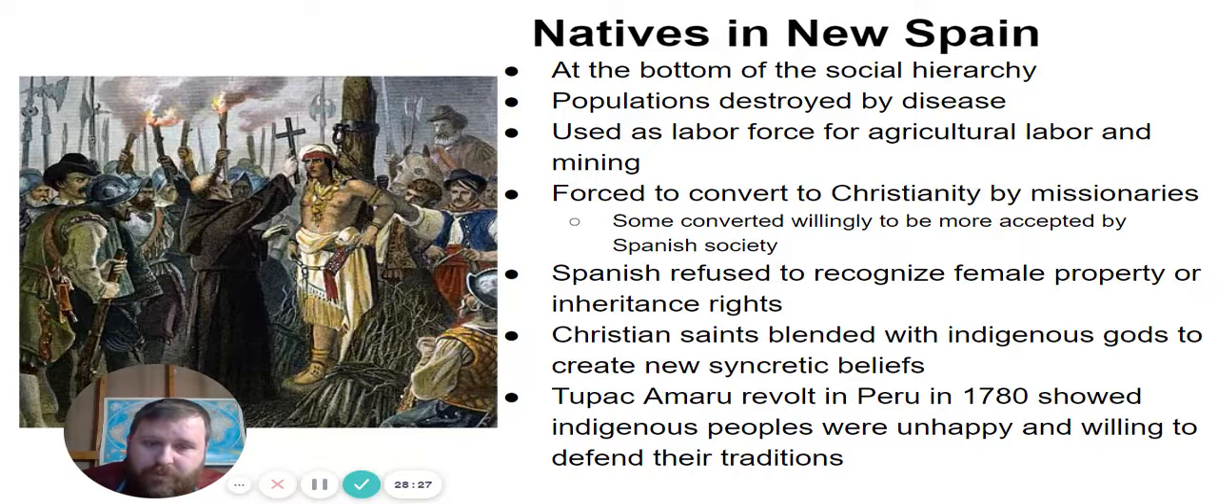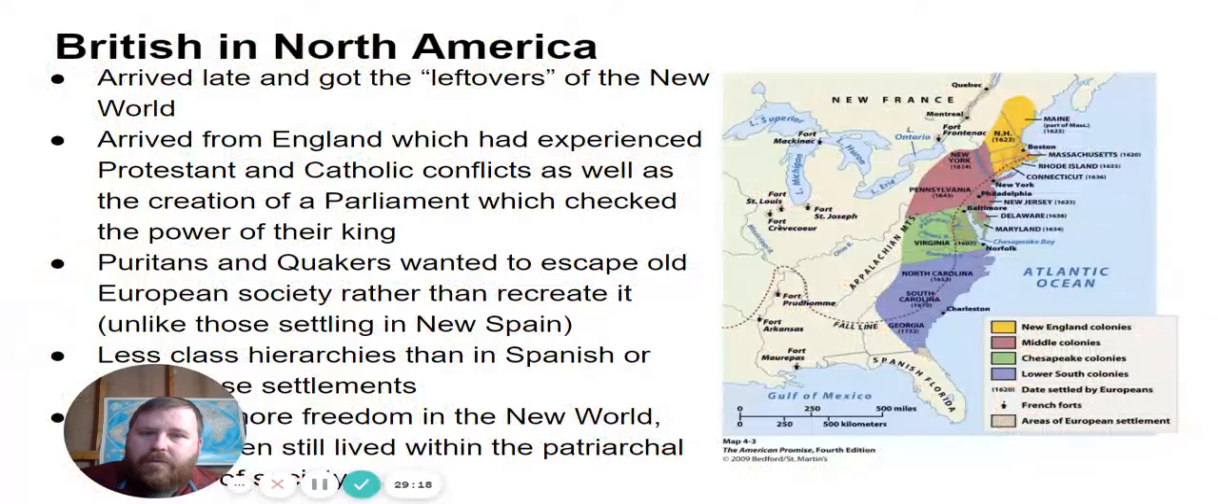Then the Tupac Amaru revolt in Peru in 1780 showed indigenous peoples were unhappy and willing to defend their traditions. The Peruvian natives started a revolt against the Spanish government, and they were willing to defend their traditions and their ways of life, as against the Spanish kind of trying to take over and change everything. The Tupac Amaru revolt was unsuccessful, but it did show the willingness of Native people to fight back against oppression from New Spain or from the Spanish.